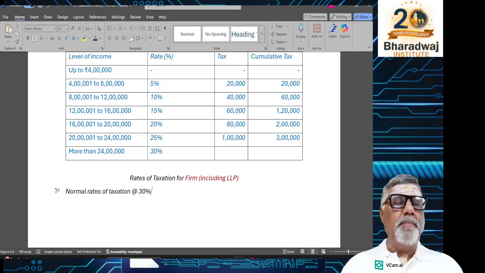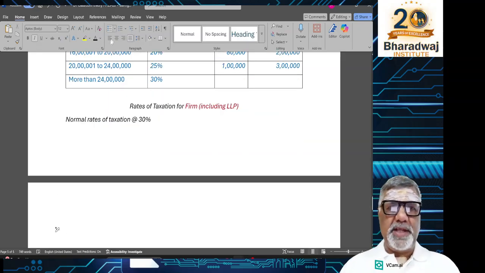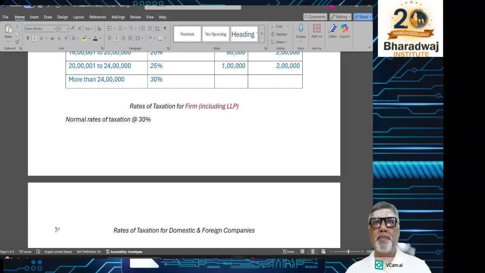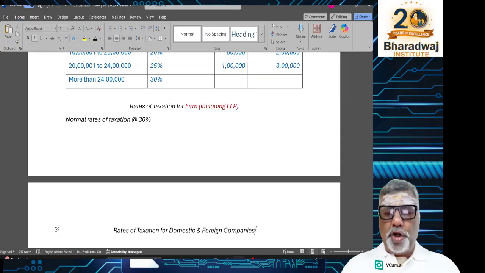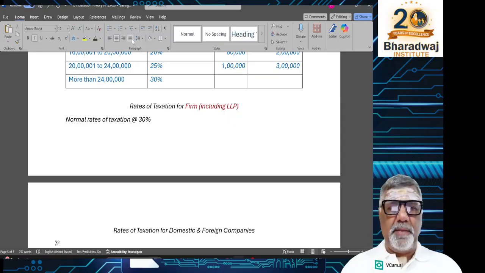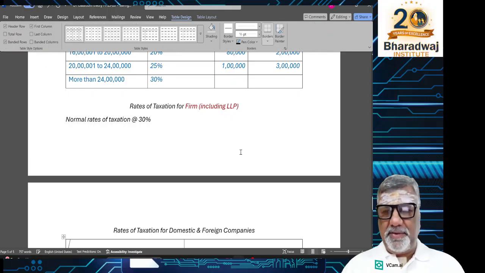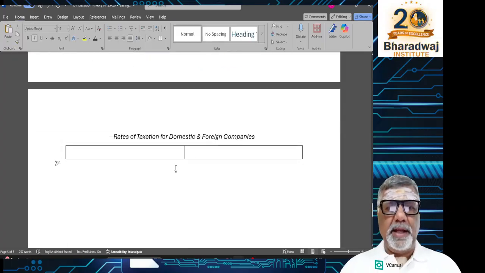Now I am going for rates of taxation for companies. I do both domestic and foreign company. I think this is the point we stopped in the last class also. Rates of taxation for domestic as well as foreign companies. And I take it as an opportunity to correct a mistake which I did in the last class while quoting a section number. So kindly do the needful.